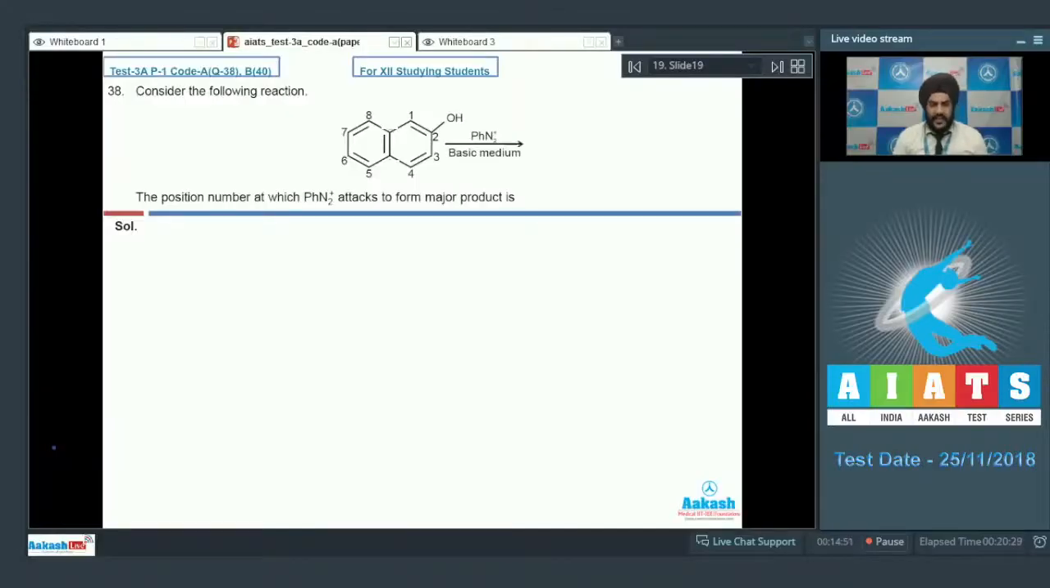Let us look at the next section, students. This section contains 3 integer type questions. The answer to each of the questions is a single digit integer. So let us look at question number 38 now.